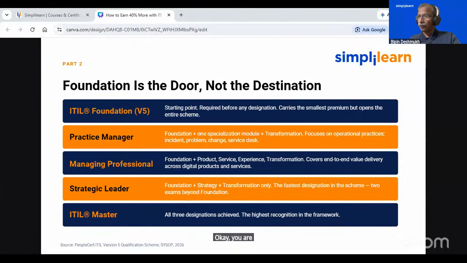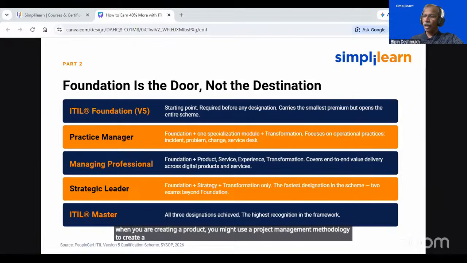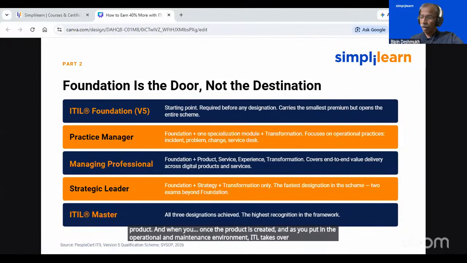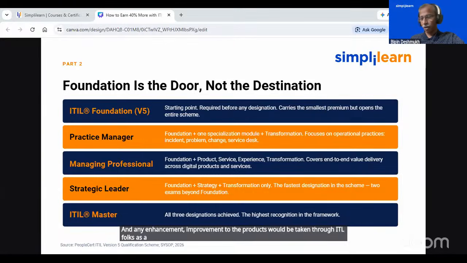Okay, you are looking at two different scenarios. ITIL is a framework for digital products and service management. When you are creating a product, you might use a project management methodology to create it. Once the product is created and put in the operational and maintenance environment, ITIL takes over. Any enhancement or improvement to the product would be taken through ITIL as a change enablement management practice.